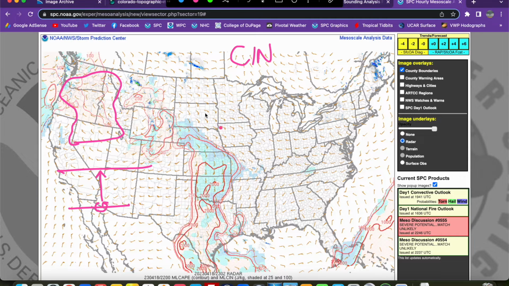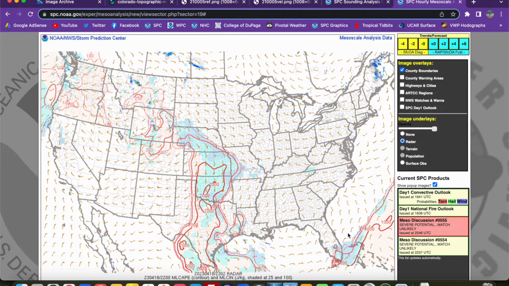So you want to see decent ML CAPE, or instability, in the deep layer, and you also want to have little to no convective inhibition or capping in the environment. The closer to 0 that CIN number is, the better. Now on this plot, the mixed layer CAPE plot from the SPC mesoanalysis page, these red contours are your CAPE contours, and this blue shading is your convective inhibition. So again, you want to see at least decent instability in the deep layer, decent ML CAPE, and you also want to see minimal convective inhibition, because if you have more capping, that will block that connection between the updraft and that surface vorticity, and you'll have a much harder time attaining landspouts in that environment.